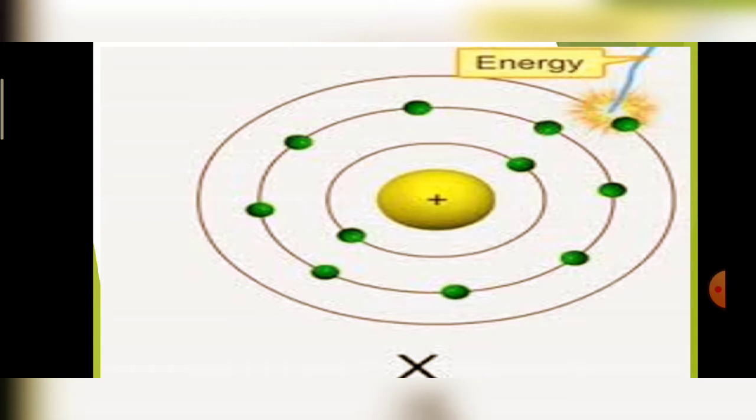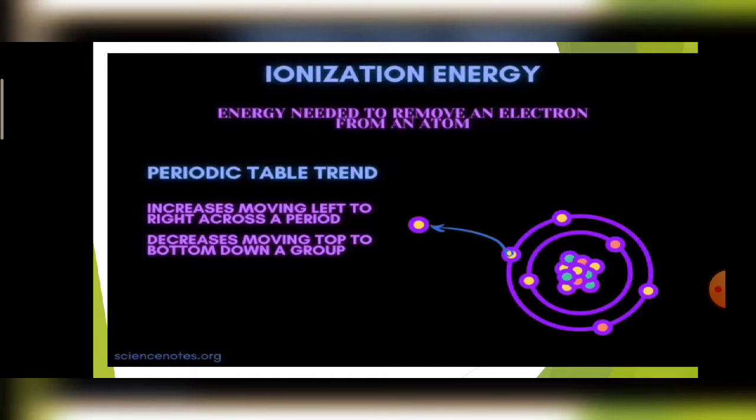So ionization energy is the amount of energy required to remove an electron from the outer shell of an atom. You can see here the example of an atom which contains 2 electrons in its K shell and 4 electrons in its outer shell. It means it has a total of 6 electrons. I think it's the carbon atom, which has 2 electrons in the K shell and 4 electrons in the outer shell. The energy required to remove the electron from the outer shell is called ionization energy.